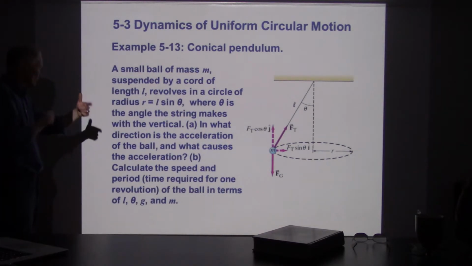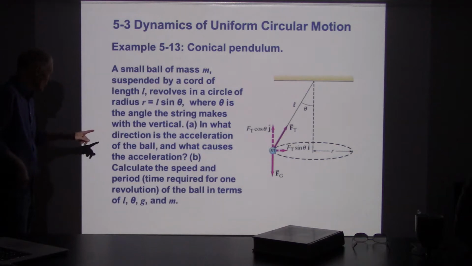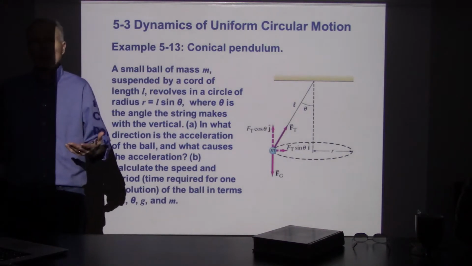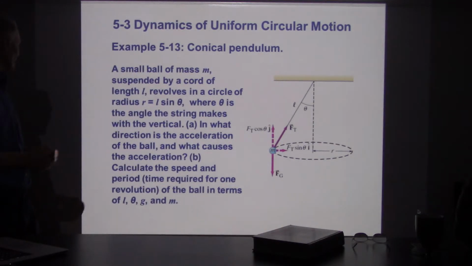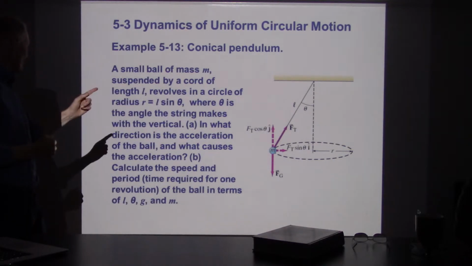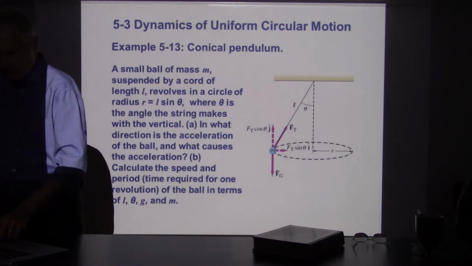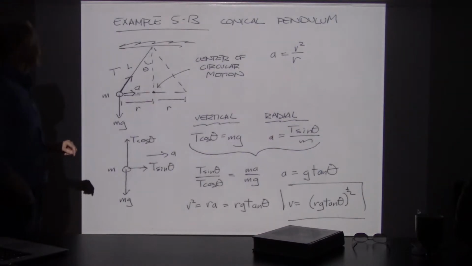B says calculate the speed and the period of revolution. How much time does it take to go around once in terms of L, theta, g, and m? So let's do it, right? Let's get those formulas set up, set up the algebra, solve for, what are we solving for? The speed and the period. Let's read carefully.